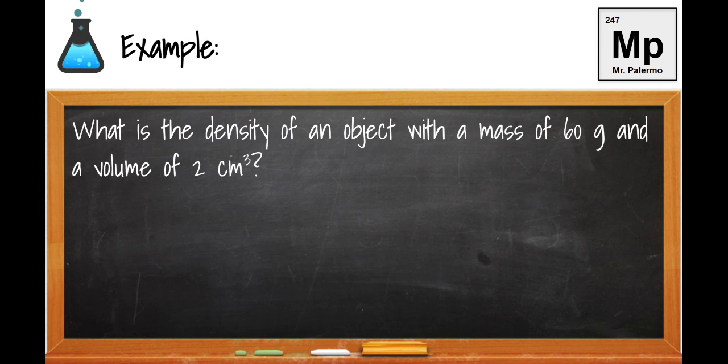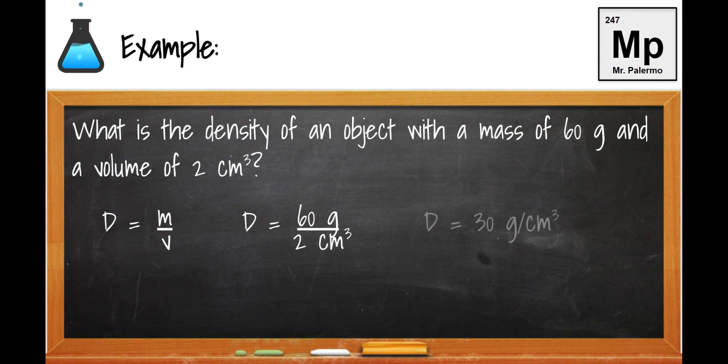And if we're going to do some problems, what is the density of an object with a mass of 60 grams and a volume of 2 centimeters cubed? A lot of times we read volume as either centimeters cubed or milliliters. Those are our two most common ones. Our equation is density is mass divided by volume. So density, we'll take our mass of 60 grams, we'll take our volume of 2 centimeters cubed, and we'll go ahead and divide. Density is equal to 30 grams per centimeter cubed.